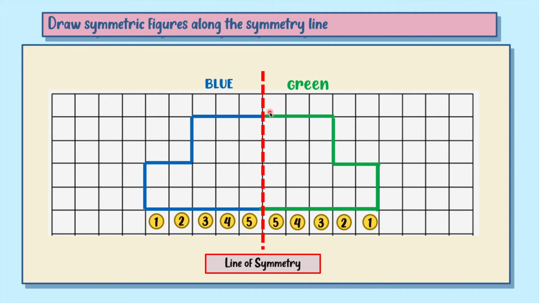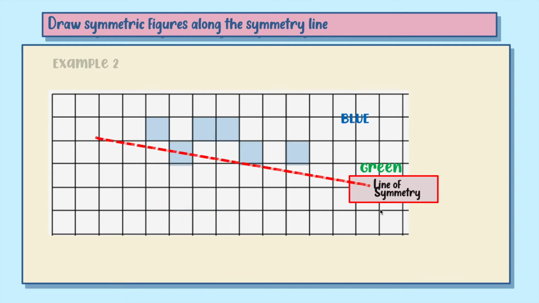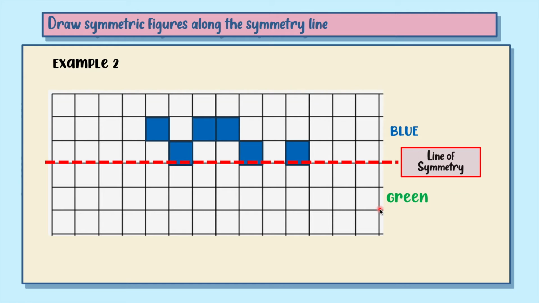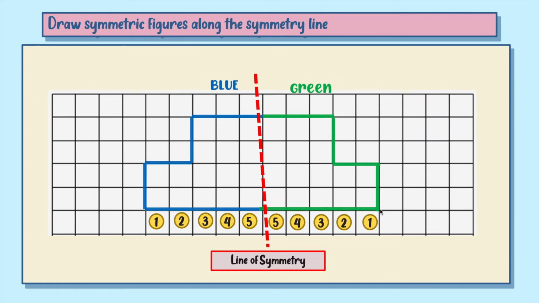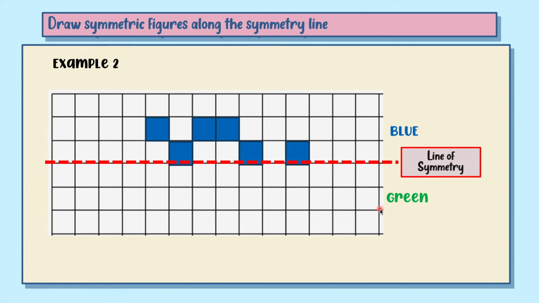If you see here, they have the same length and the same height. So they are equal opposites. Now example number 2. This is a bit different from what we did in example 1. Example 1 is just a drawing of lines. Example 2 is shading of boxes. So here is the line of symmetry. This is what we are going to copy or shade here.